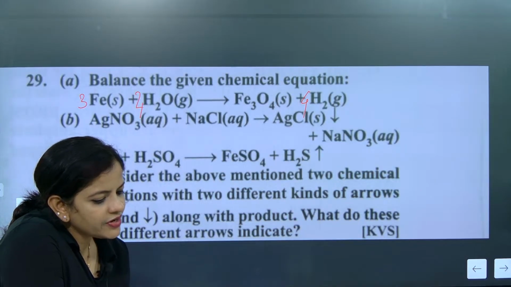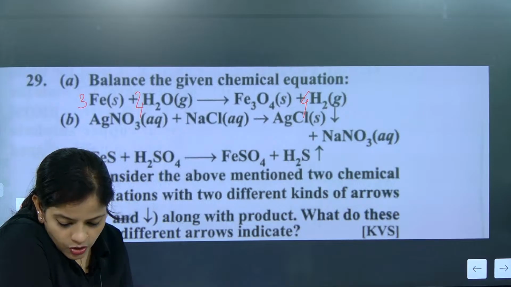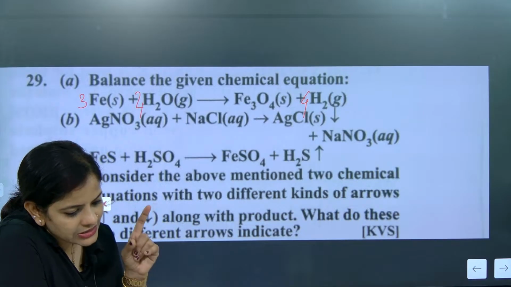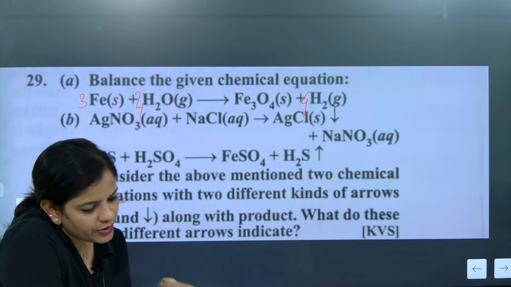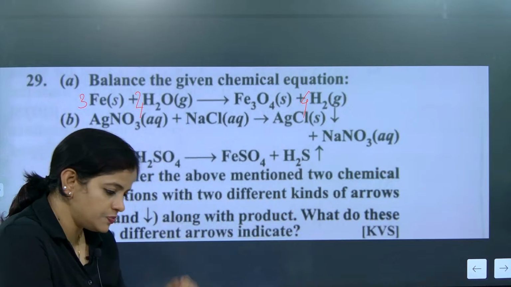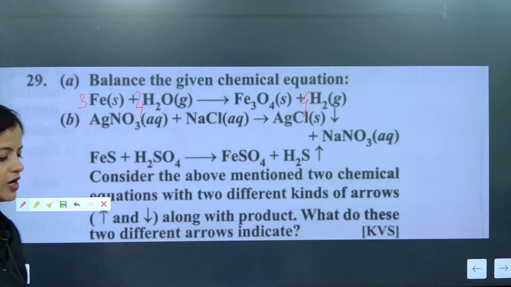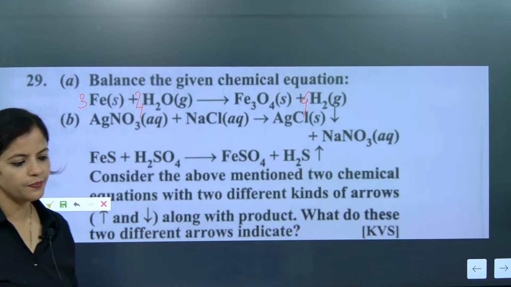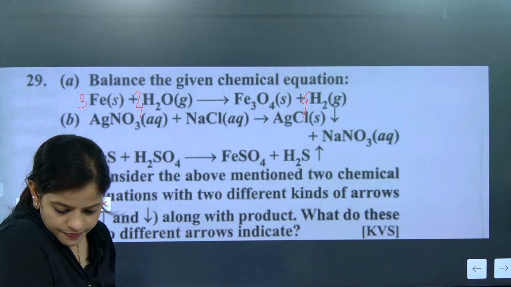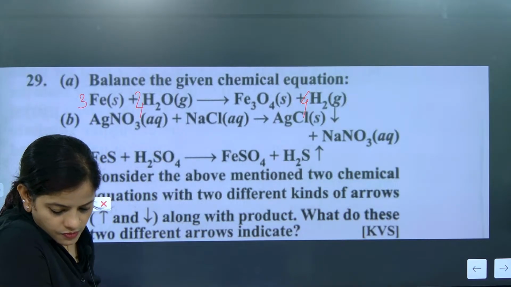Yes, precipitation. When gas is released, up and down, you need to check. Arrow up means gas release, arrow down is precipitate formation. You need to be very careful when answering these questions. Come on, go for it.